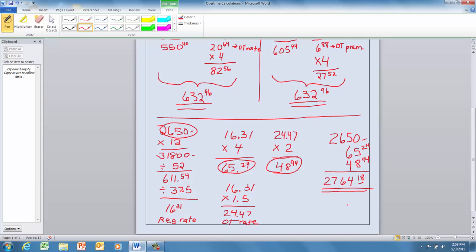Now, if I wanted to know how much was just her overtime, I would add the $65.24 and the $48.94, and I would get $114.18. That's her total overtime.